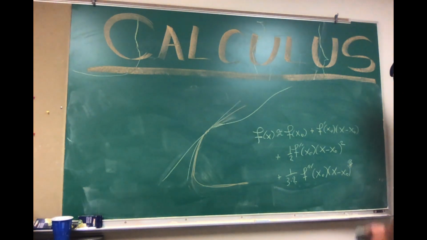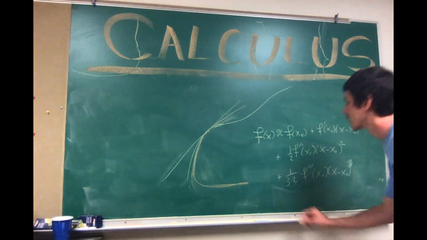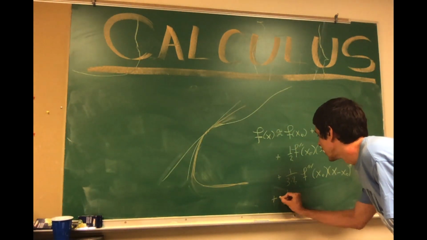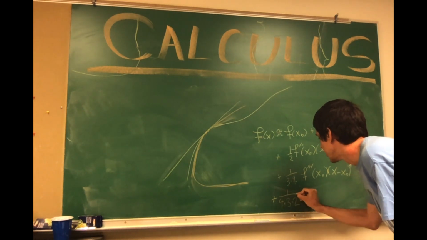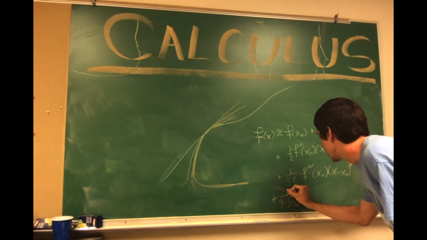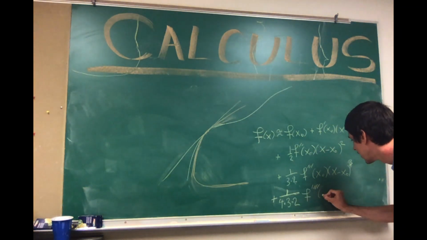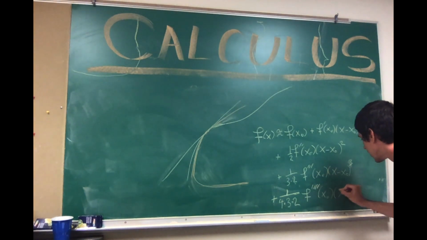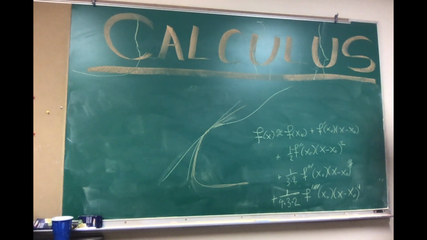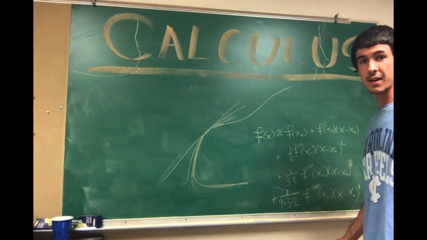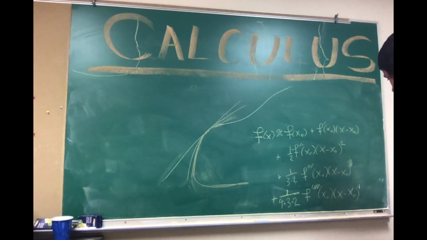And of course, we could go on in this fashion indefinitely. We could then do plus 1 over 4 times 3 times 2 times the fourth derivative of x0 times x minus x0 to the fourth. And now our approximations are going to start getting sharper here.